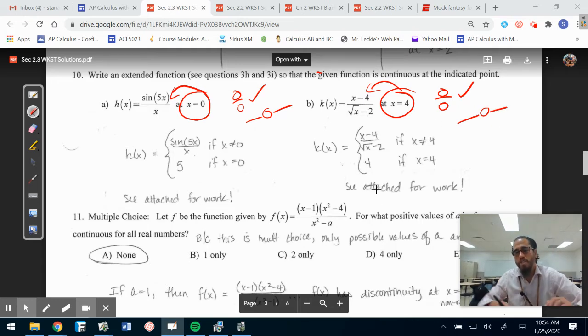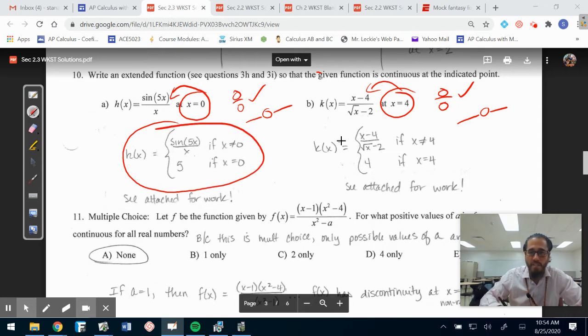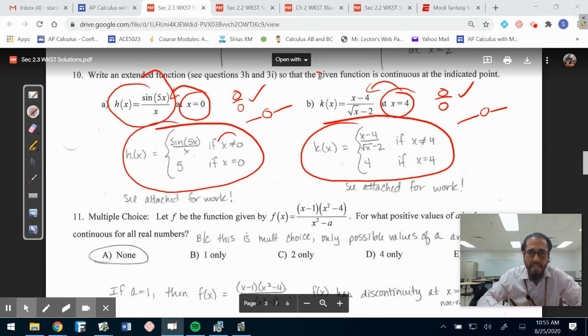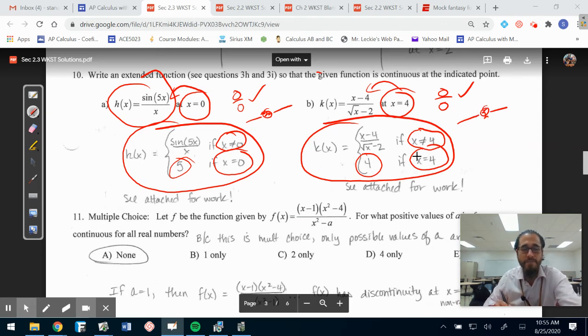And then what we are doing is we are going to create brand new piecewise functions here that tell us to use our cool function when it's not 0 or not 4. Why? Because those gave me 0 over 0. But use this special thing to color it in, right? To color it in, and now it's continuous, all right?